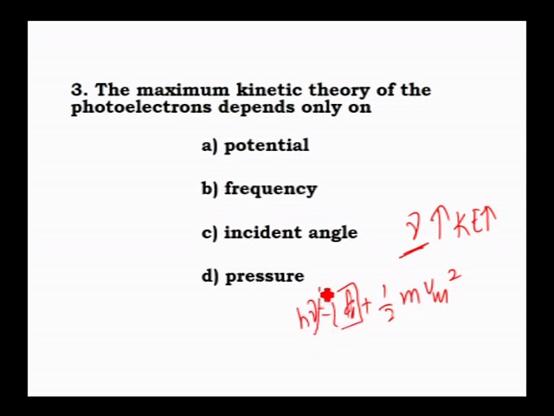Therefore, if there is an increase in frequency of incident radiation, there is an increase in velocity. If velocity increases, definitely kinetic energy of photoelectrons also increases. Therefore, we can conclude that the maximum kinetic energy of photoelectron depends on frequency. Clear?